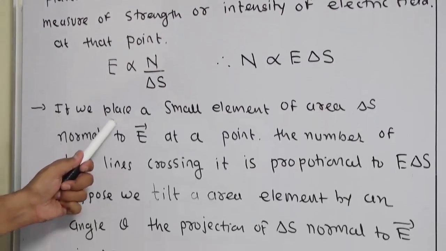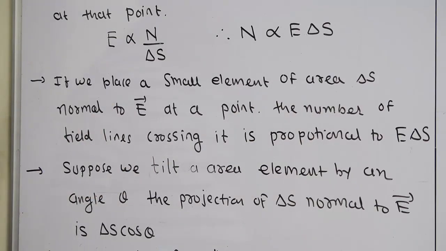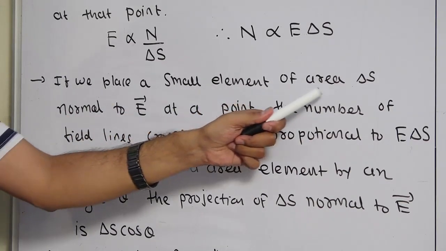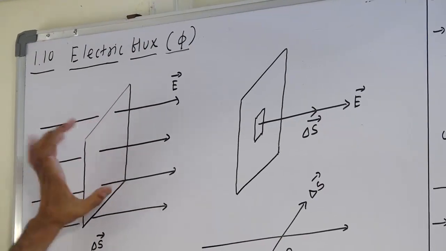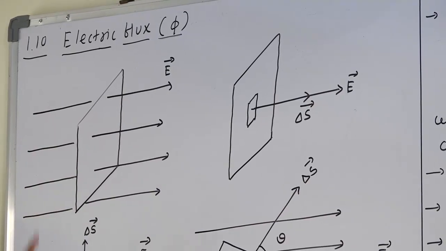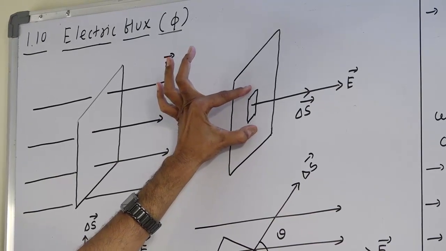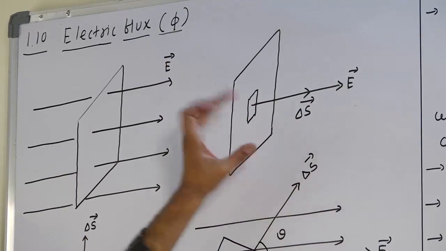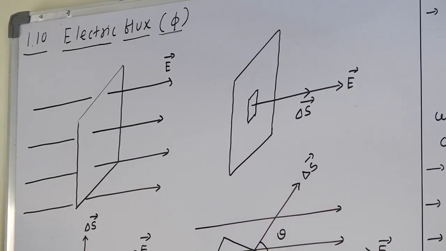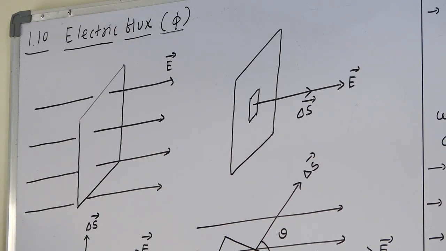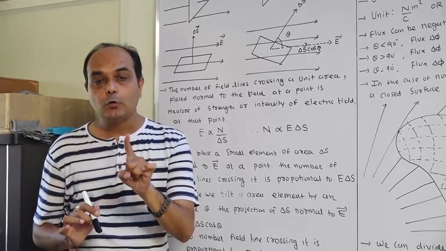If we place a small element of area delta S, so this is our total planar body. This is our total plane, whose total surface area is S. But in this total surface area, suppose we consider a small element. The name of this element is denoted by delta S. So delta S is called the area vector. Direction of the area vector is always normal to the plane.